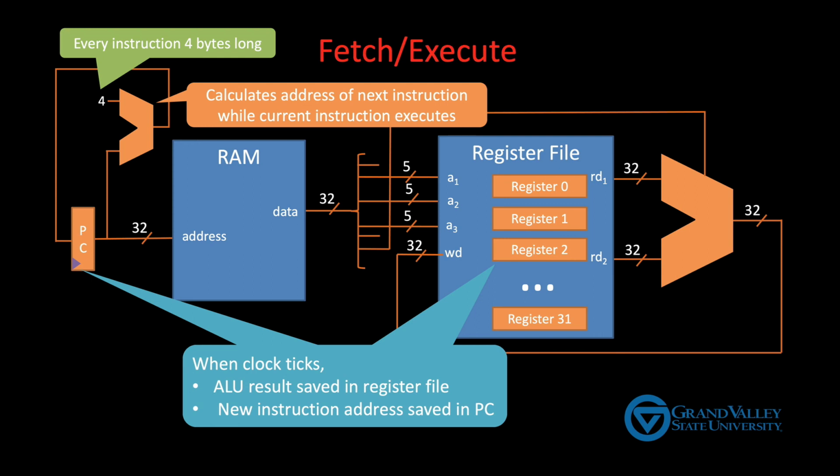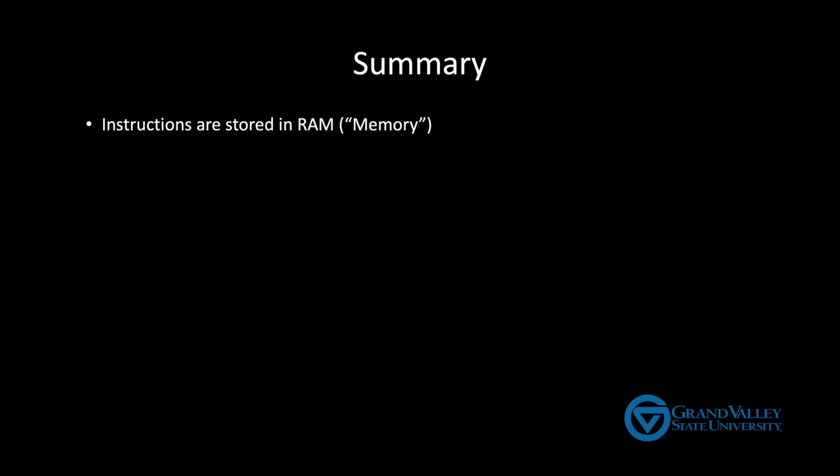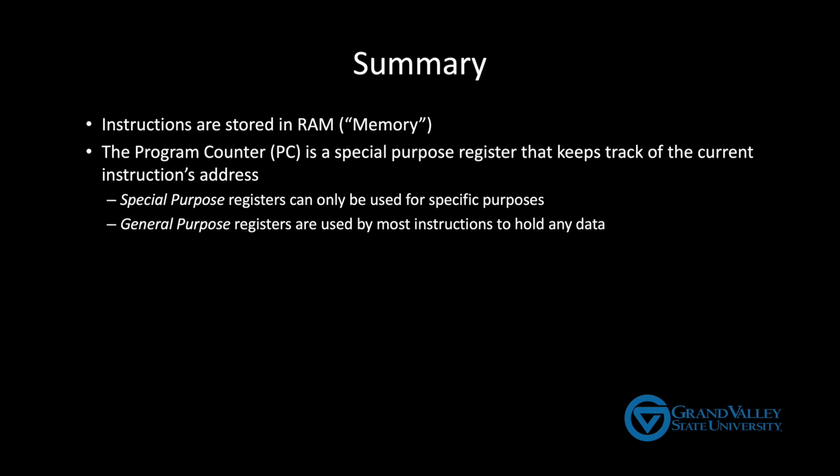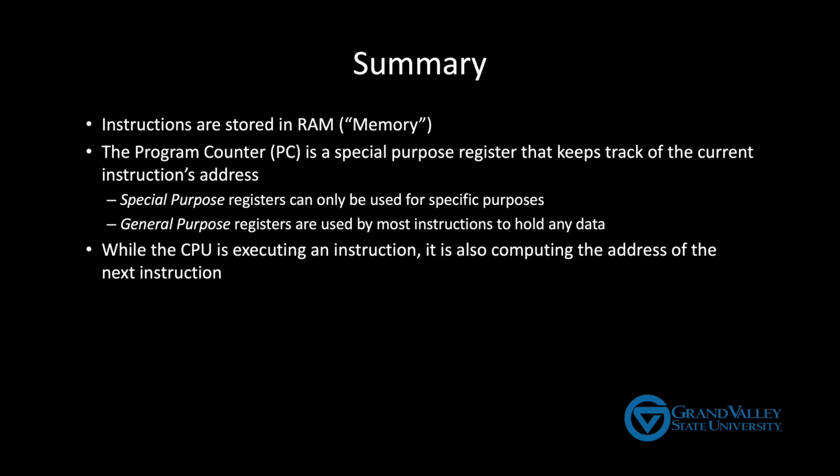Okay, so let's summarize. Instructions are stored in RAM, something we often informally call memory. The program counter is a special purpose register that keeps track of the current instruction's address. We say that a register is a special purpose register if it can only be used for a very specific purpose. Registers that can be used by most any instruction to hold whatever data is needed at the time are called general purpose registers.